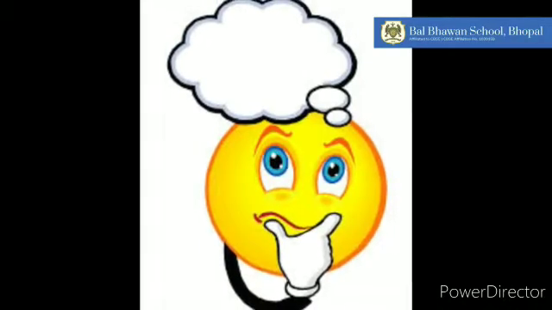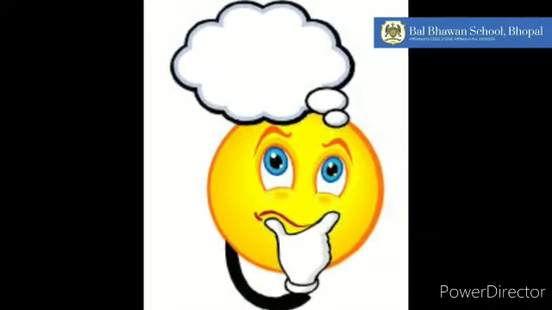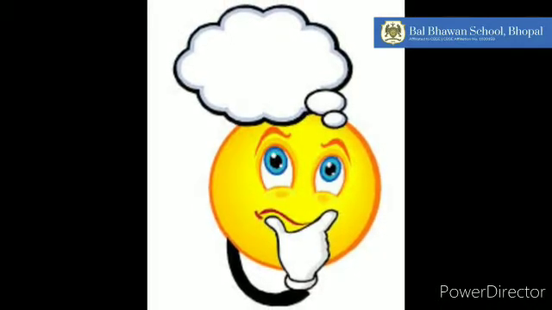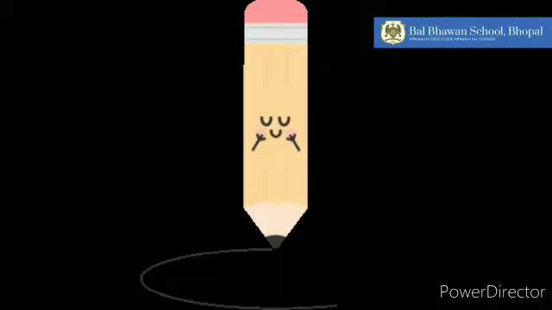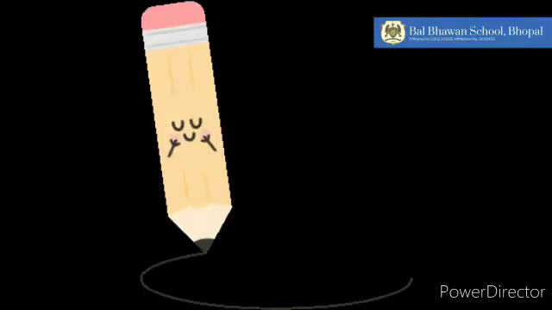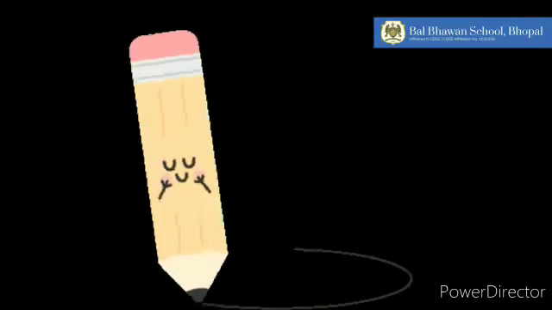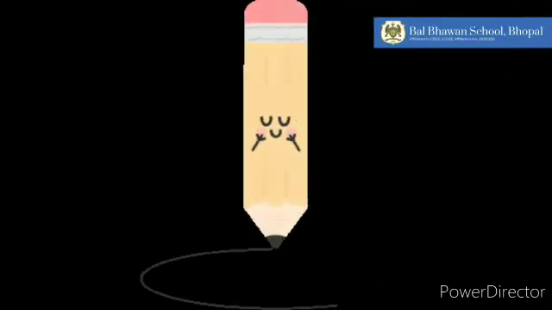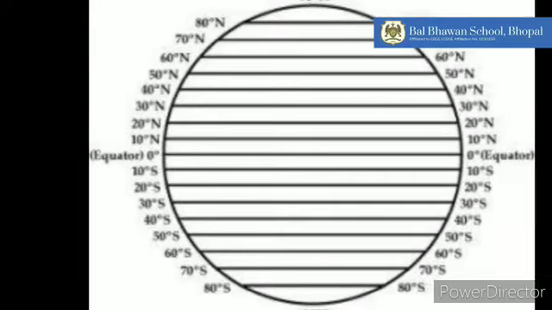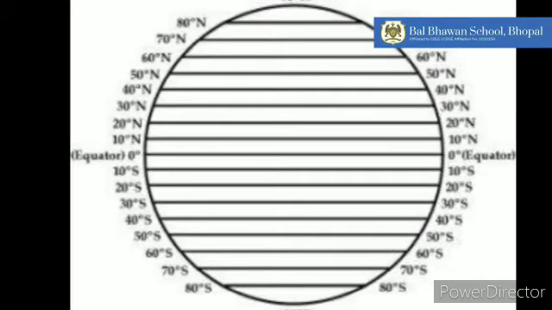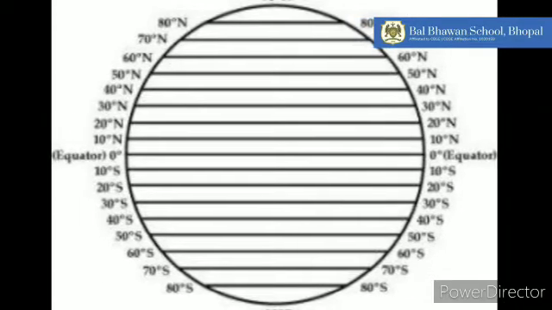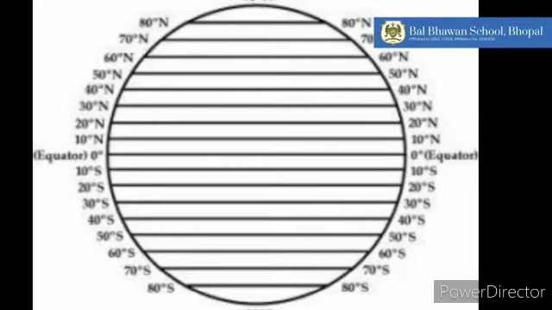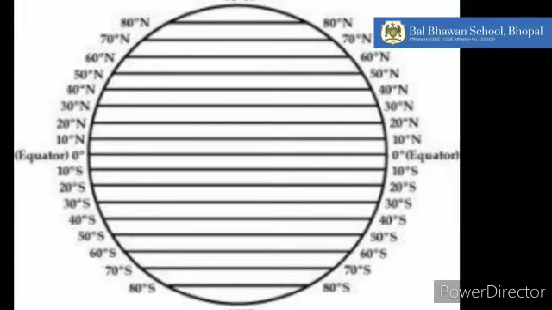So you all must be curious to know how these parallels are marked. Before we move ahead, I must tell you that there are two important things that you should remember. Number one, they are marked in degrees, and number two, they are also marked as north or south according to their location. If we see, we'll find that the equator is marked as 0 degree. We do not attach north or south with it as it is in the center.